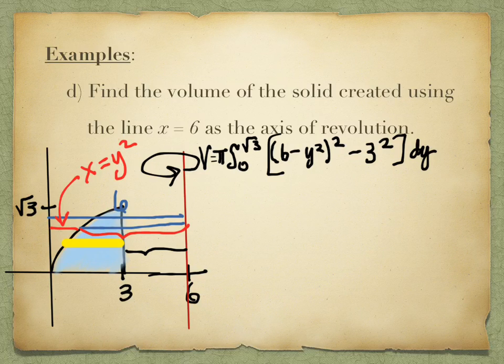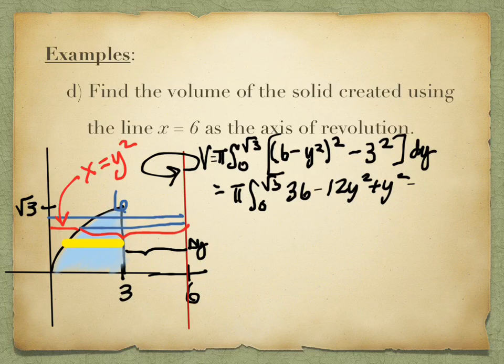And I'm integrating that with respect to y, right? We already did that, or said that, so delta y. All right, any questions on the setup so far? How about we clean it up then? Let's see, I have pi, the integral from 0 to square root of 3. I need to distribute this out, so 36 minus 12y squared plus y to the 4th minus 9. Is all good? Okay. And then we'll clean up one more time by combining the 36 and the 9.